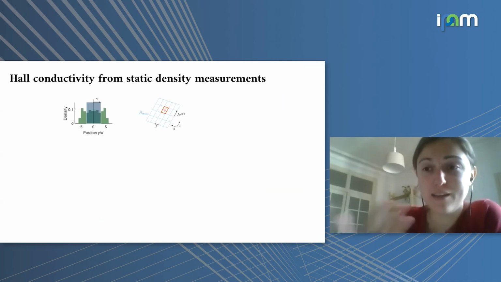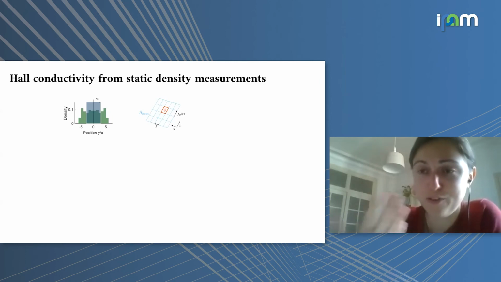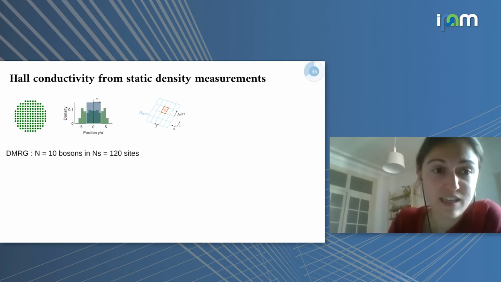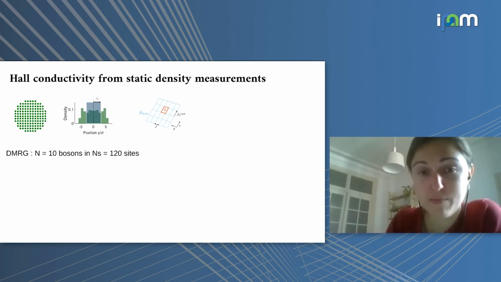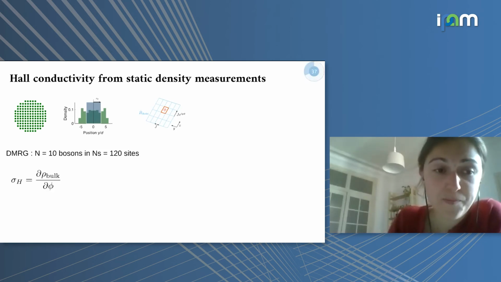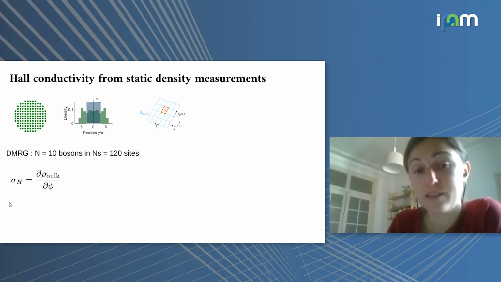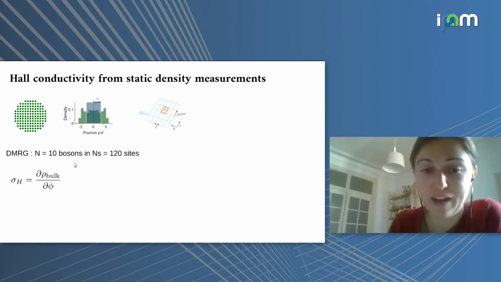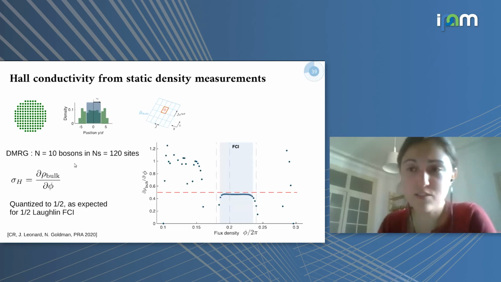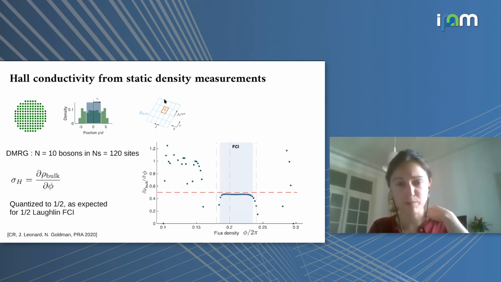So let me now do that for several values of the flux phi and use the Streda formula to extract the Hall conductivity in this system. Again, I'm using DMRG for 10 hardcore bosons in 120 sites, and I'm calculating sigma_H as the derivative of rho versus phi just by a finite difference. So I'm just calculating rho bulk for many values of phi. And this is the result that we obtained.